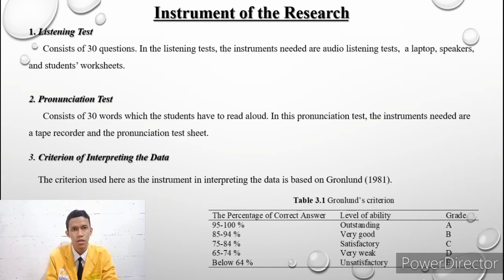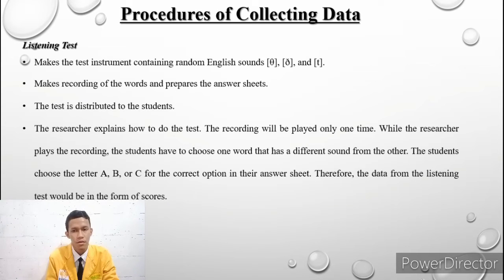And then the procedure of collecting the data. First, the researcher makes the test instrument containing random English sounds th, th, and th, and then makes a recording of the words and prepares the answer sheet. And then the test is distributed to the students, and the researcher explains how to do the test. The recording will be played only one time. When the researcher plays the recording, the students have to choose one word that has a different sound from the others. The students choose the letter A, B, or C for the correct option in their answer sheet. Therefore, the data from the listening test would be in the form of a score.